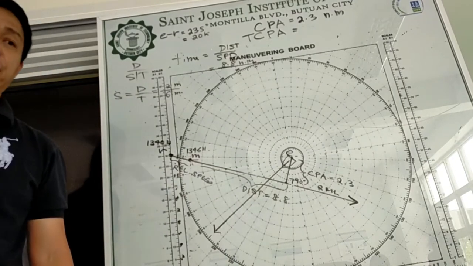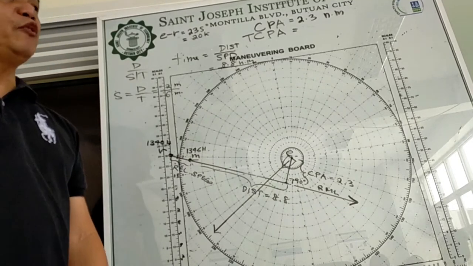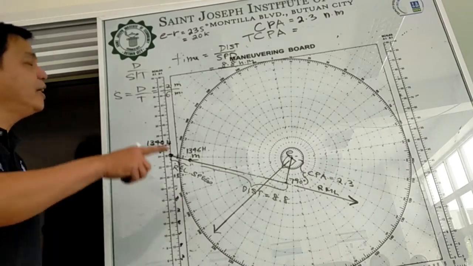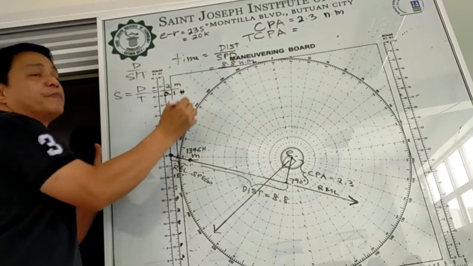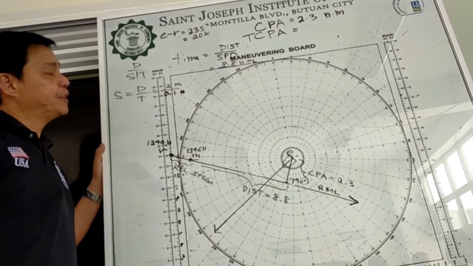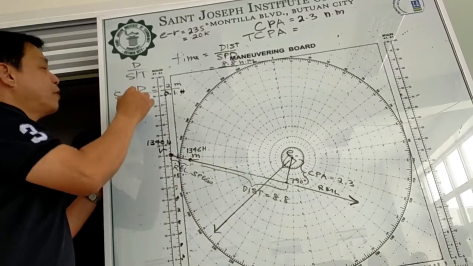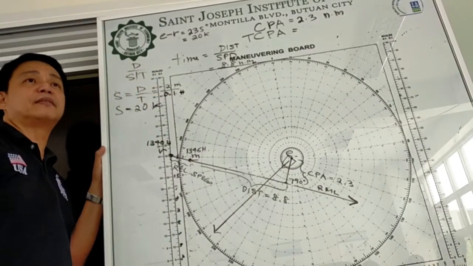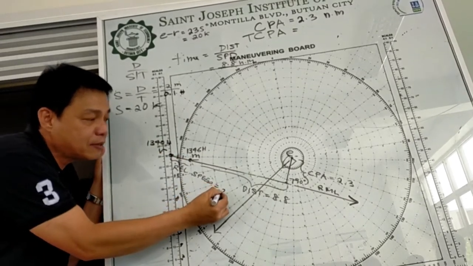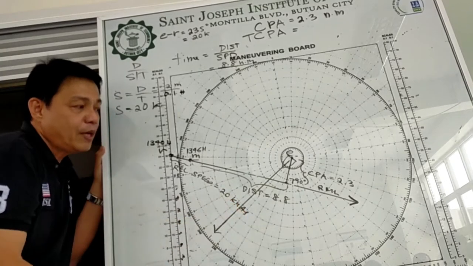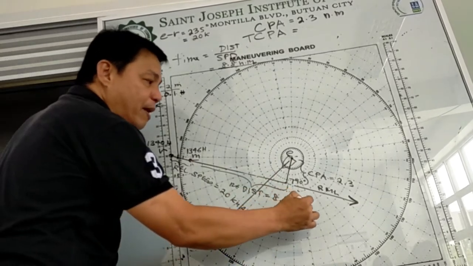So when we say 12 minutes, that is 0.2. When we say 18, 0.3. When we say 24, 0.4. When we say 6 minutes, we say 0.1. So 2 divided by 0.1. How much? Therefore, the relative speed is 20 knots. The relative speed from R to M is 20 knots. And the relative distance from M to this point is 8.8 nautical miles.